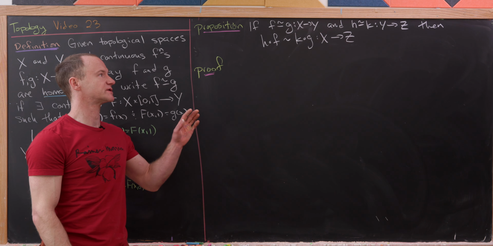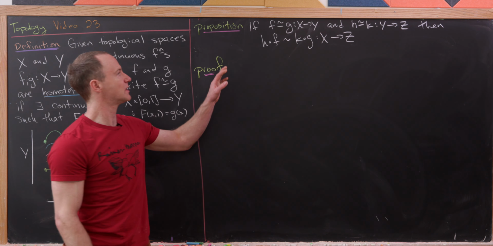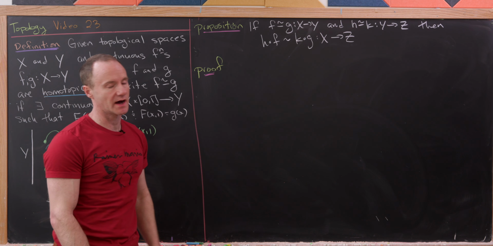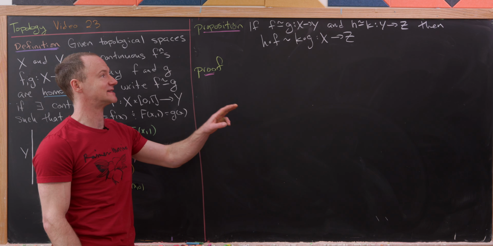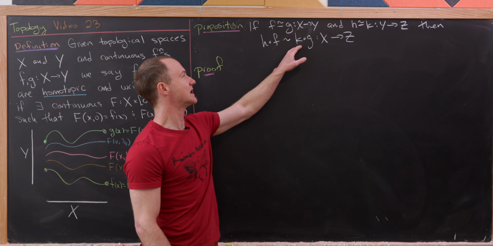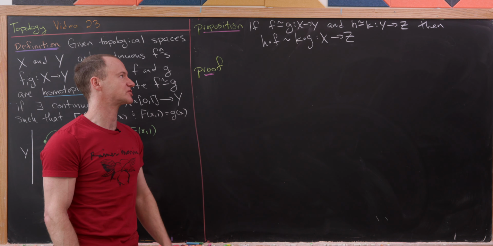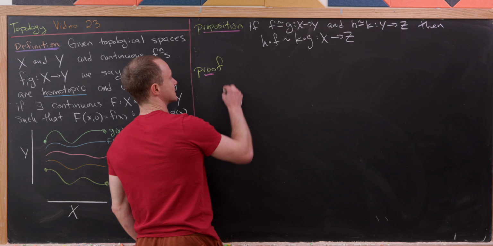Now let's see if this type of equivalence goes through compositions. Let's look at this result involving composition of functions. Suppose that f and g are homotopic and they go from X to Y, and h and k are homotopic and they go from Y to Z. Then h composed with f and k composed with g go from X to Z just by composition of functions, and they're in fact homotopic.